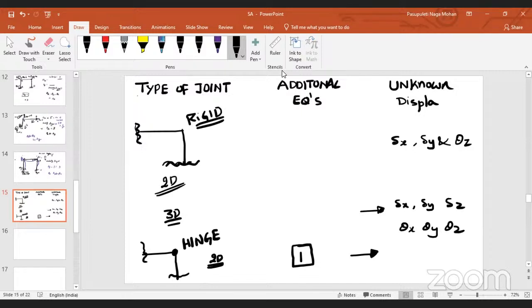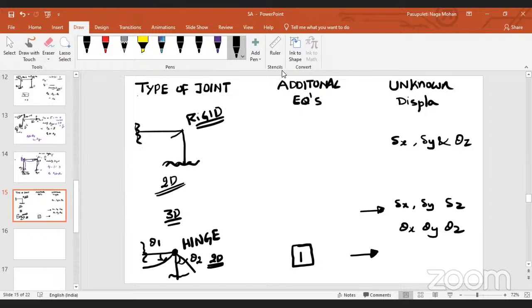Two possible. So if it is a hinge, first thing is that it is not resisting any movement, isn't it? As resisting movements are not there, the rotations of the members might be different. For member 1, the rotation is theta 1, and for member 2, the rotation may be different, that is theta 2.